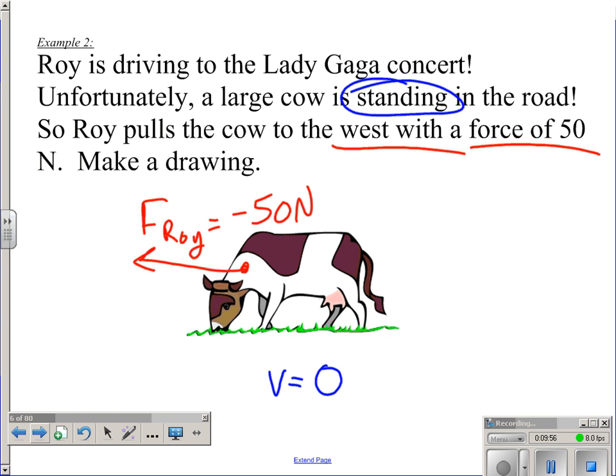All right? Please keep in mind that there could be, depending on the situation, other forces on the cow. You know, maybe there's friction or whatever, but based on what we know so far, I'm just trying to help you understand how to draw forces and how to draw velocity. And so that's what we've done there.